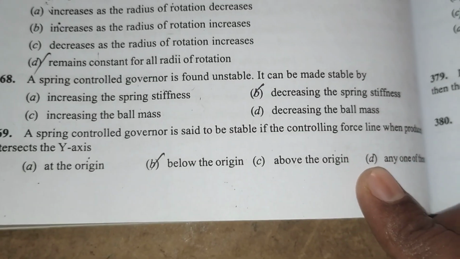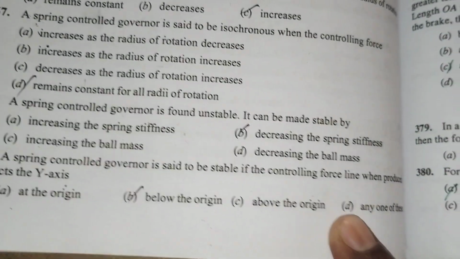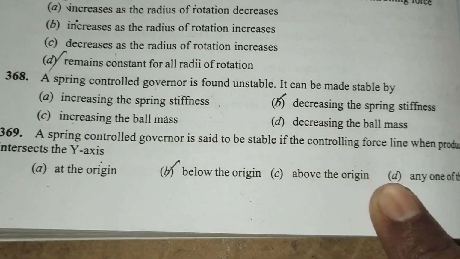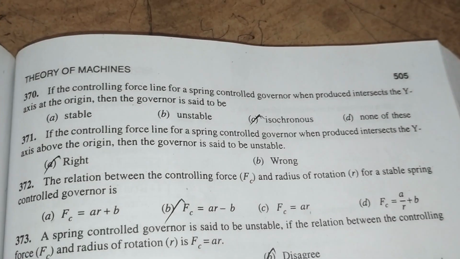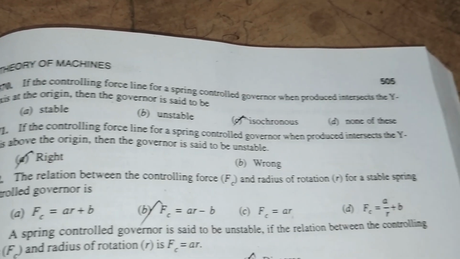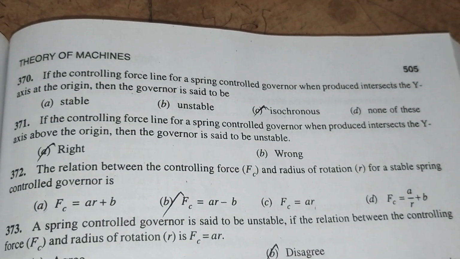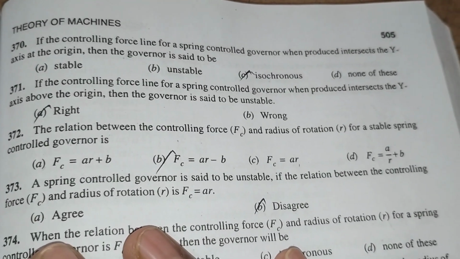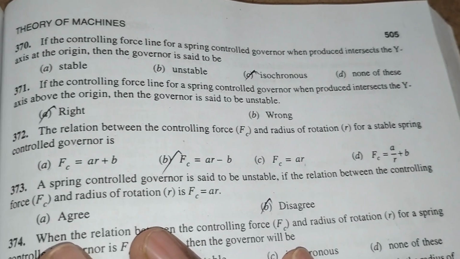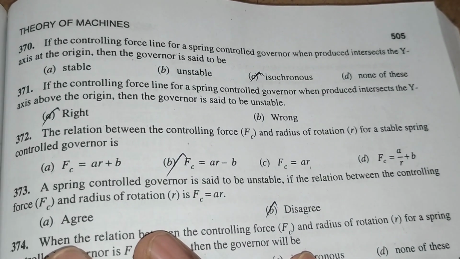A spring controlled governor is said to be stable when the controlling force line, when produced, intersects the y-axis below the origin. If the controlling force line for a spring controlled governor, when produced, intersects the y-axis at the origin, then the governor is said to be isochronous. If the controlling force line for a spring controlled governor, when produced, intersects the y-axis above the origin, then the governor is said to be unstable.